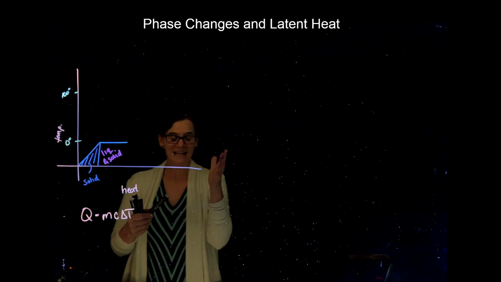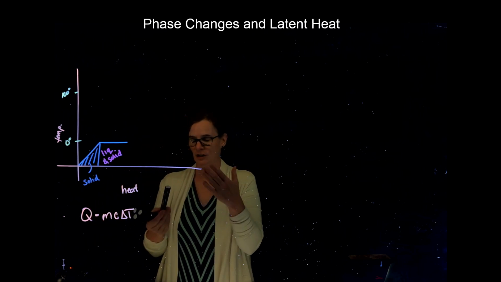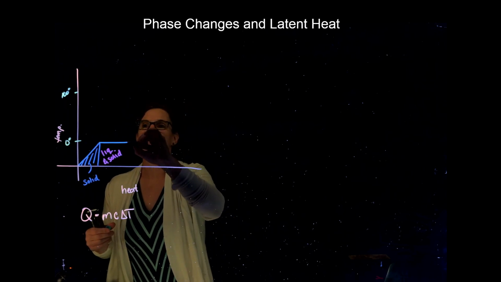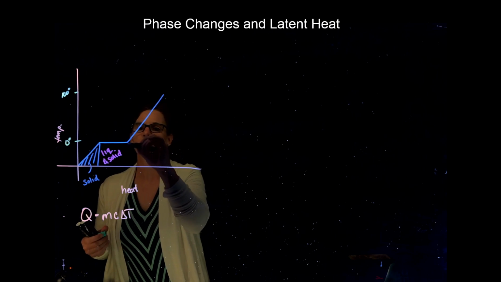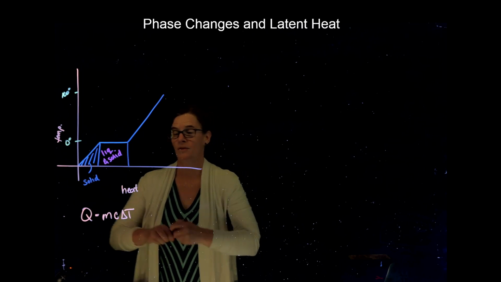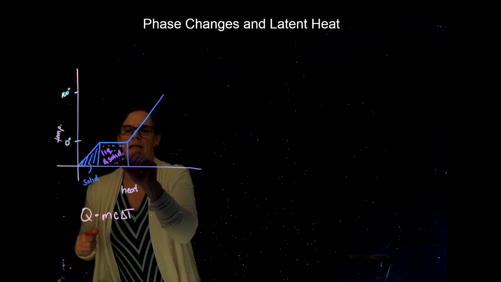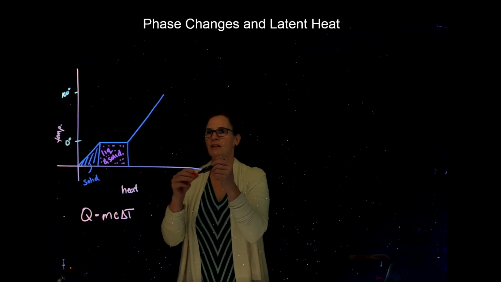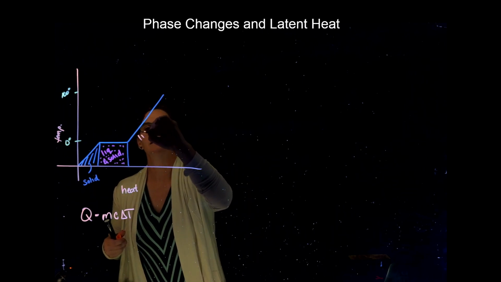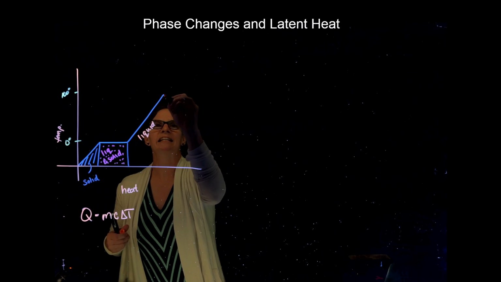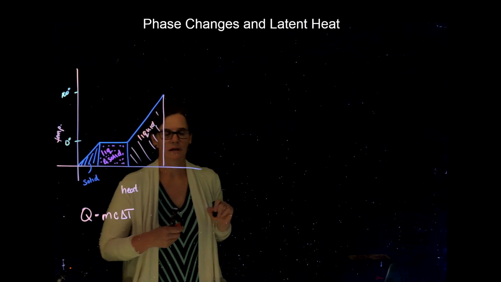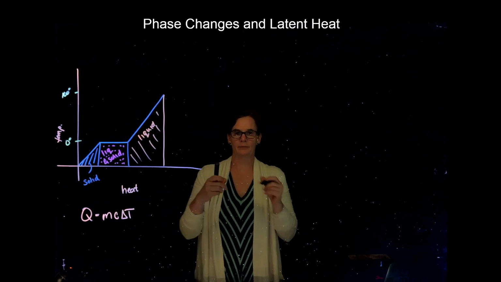And then once everything has been converted to a liquid, I can start increasing the temperature again. So during this phase, everything is between a liquid and a solid. So both, it's a mixture. I put little dots around. And now everything is a liquid, and I can start increasing the temperature again. So as I add heat here during this entire time, everything is a liquid. And I'm increasing the temperature.